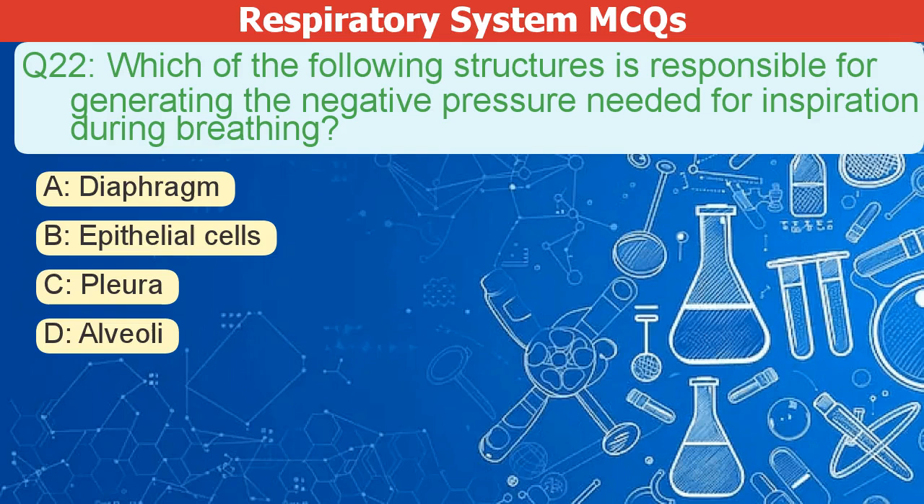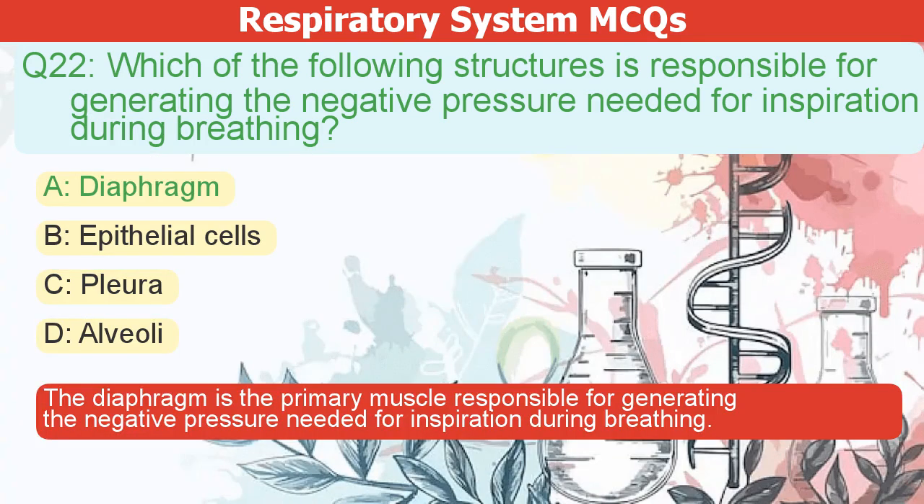Which of the following structures is responsible for generating the negative pressure needed for inspiration during breathing? A. Diaphragm. B. Epithelial cells. C. Pleura. D. Alveoli. The correct answer is A. The diaphragm is the primary muscle responsible for generating the negative pressure needed for inspiration during breathing.